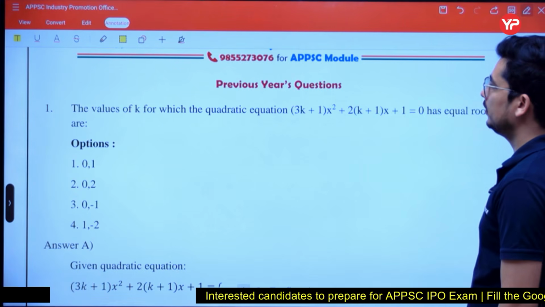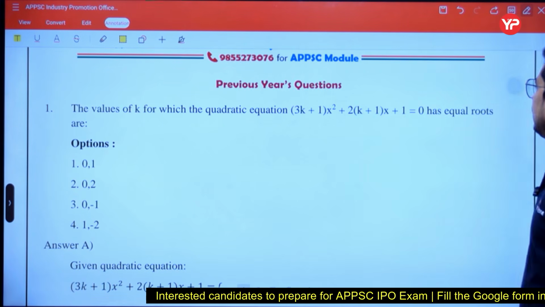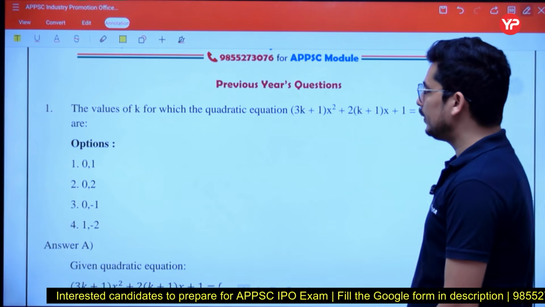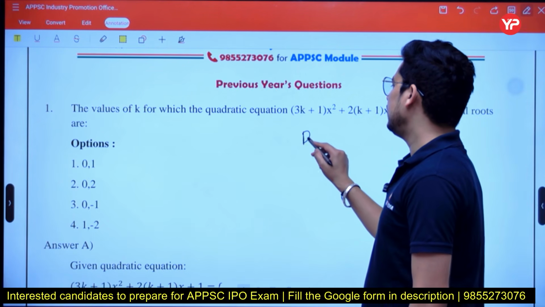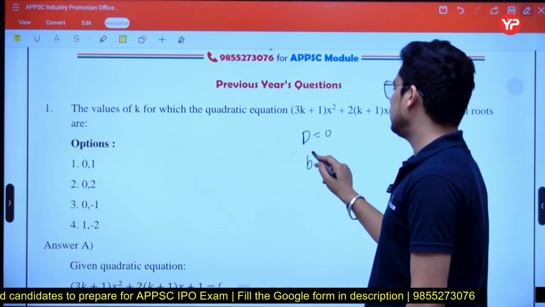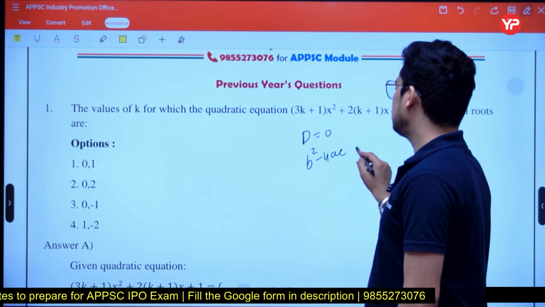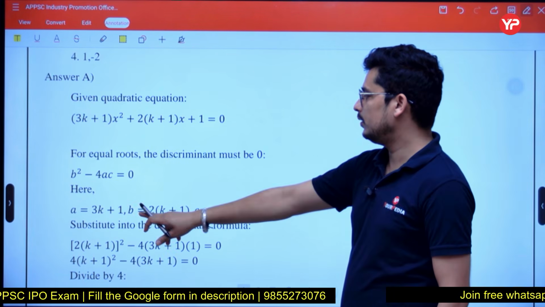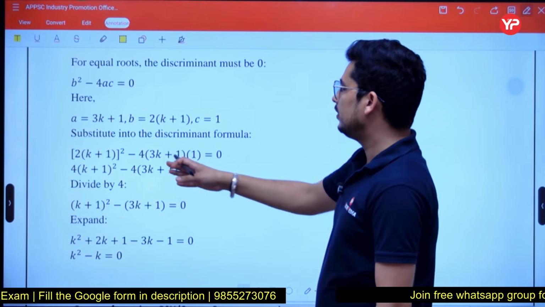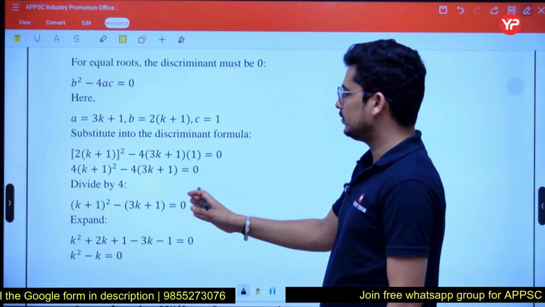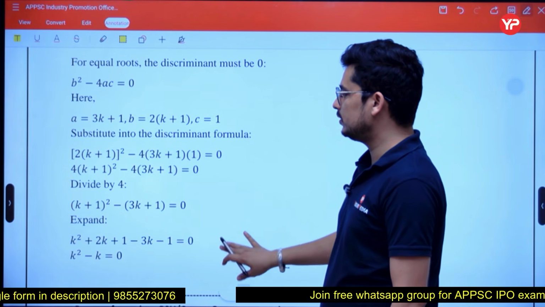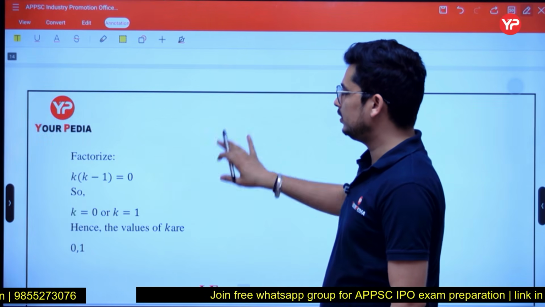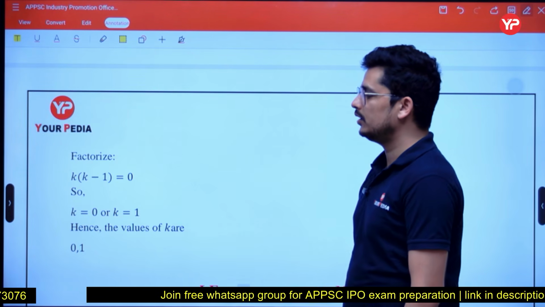The value of k for which this quadratic equation has equal roots. When it has equal roots, it means the D value is 0. So b square minus 4ac equals 0. We will use that one. We put the a, b and c values there, b square minus 4ac equals 0, and then solve that equation. We will get the k values 0 and 1. We will have two values for k, 0 and 1.